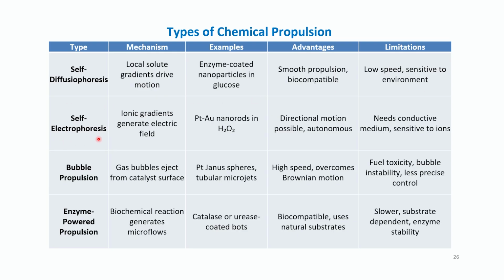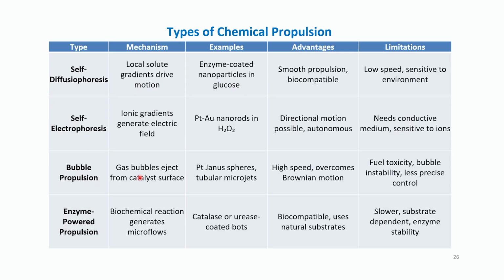Then self-electrophoresis. It works by creating ionic gradients that generate electric fields. Examples are platinum gold nanorods and hydrogen peroxide. Advantages being directional motion is possible, and it is autonomous. So if you want to create directional motion, you want to be direction specific, you use self-electrophoresis. Limitations: this needs a conductive medium, and it is also sensitive to ions.